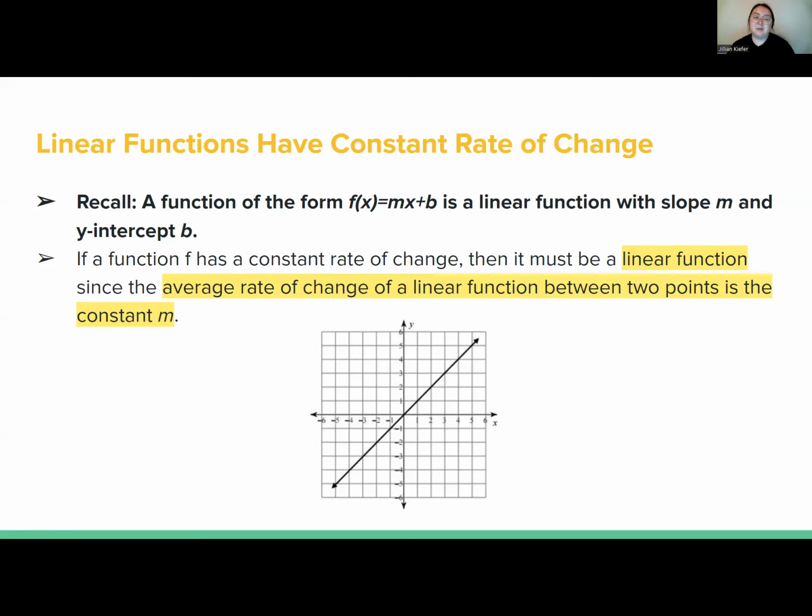So quick recall, a function of the form f of x is equal to mx plus b is a linear function with slope m and y-intercept b. So that's our slope-intercept form, y equals mx plus b. If a function has a constant rate of change, it has to be a linear function, and that's because the average rate of change of a linear function between 2 points is the constant m. So slope and average rate of change are the same thing. So if you have a straight line, you have a constant slope. The slope is never changing.